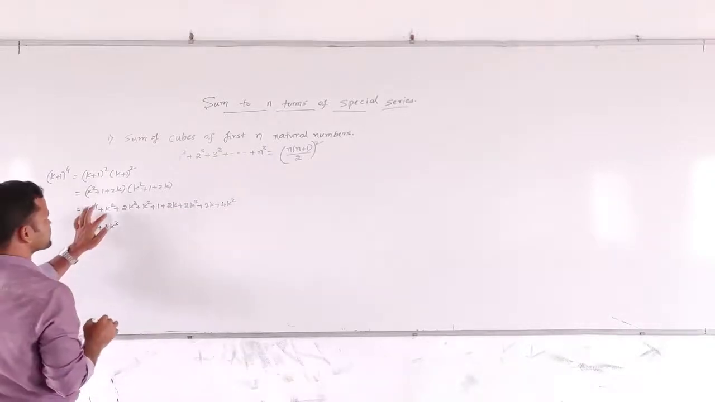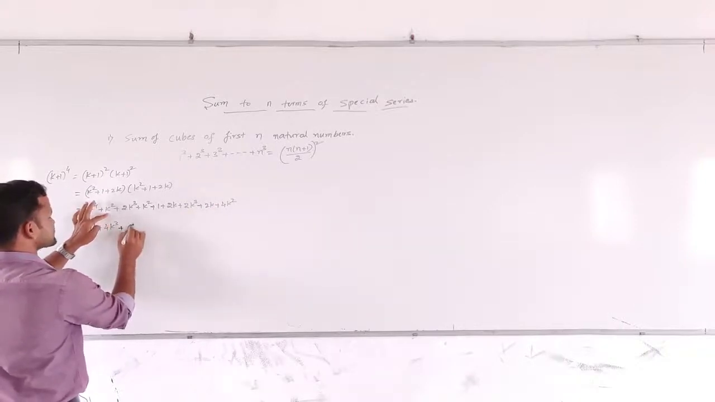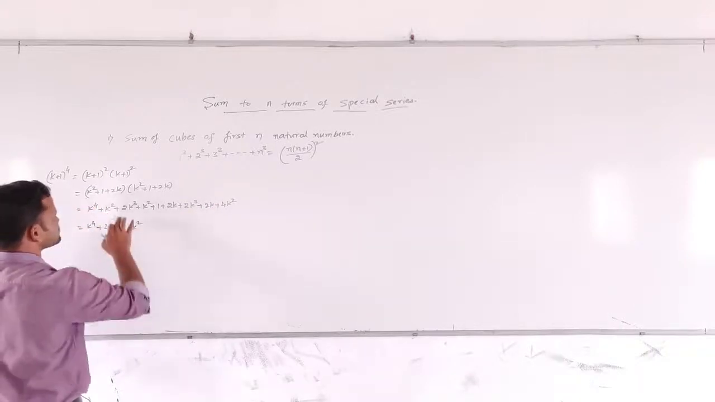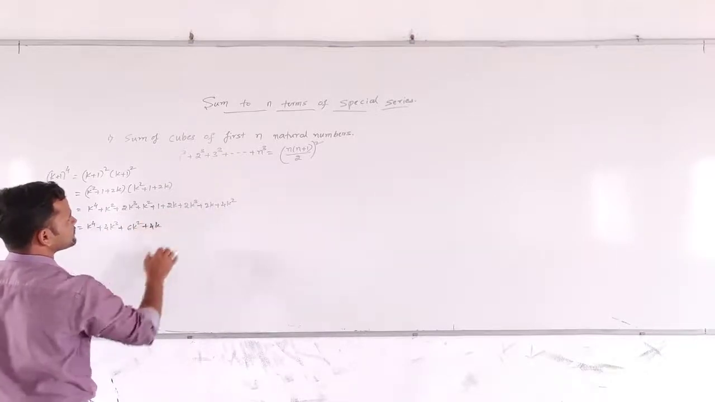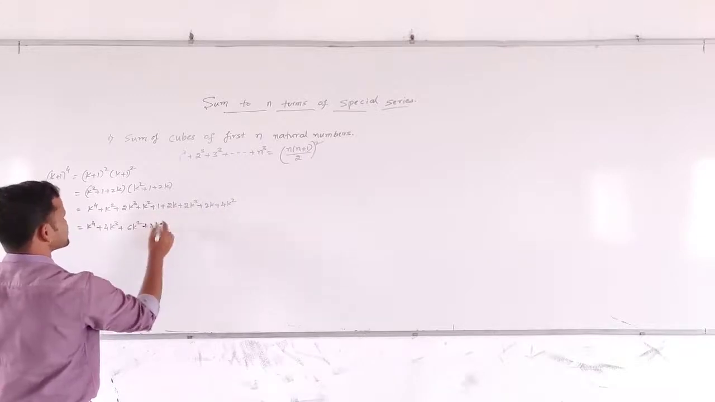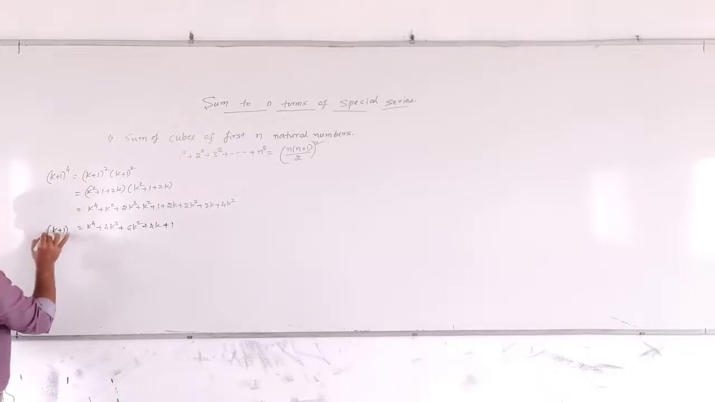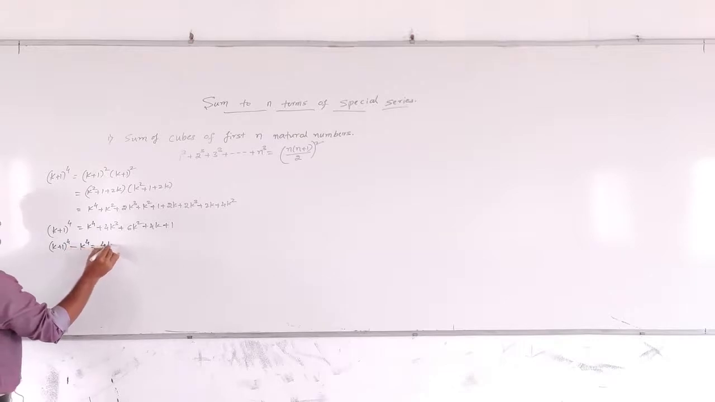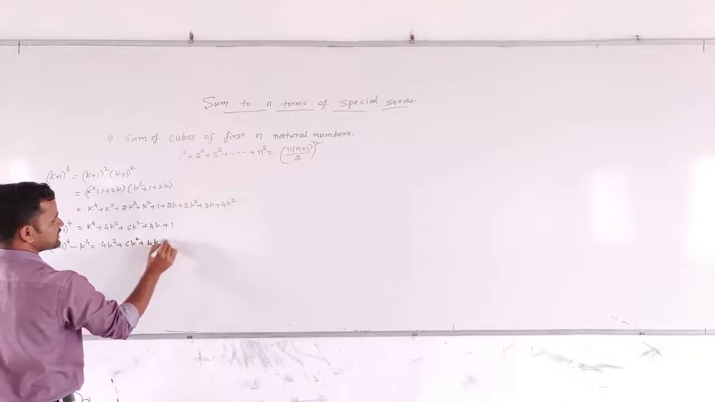Now you see the k square terms, k square, k square, k square. This becomes 6k square. And now the k terms, 2k plus 2k, this is 4k. And constants, only one constant is there, plus 1. You write it as it is. This is nothing but (k plus 1) whole raised to 4. I will write this as (k plus 1) whole raised to 4 minus k raised to 4, which is equal to 4k cube plus 6k square plus 4k plus 1.